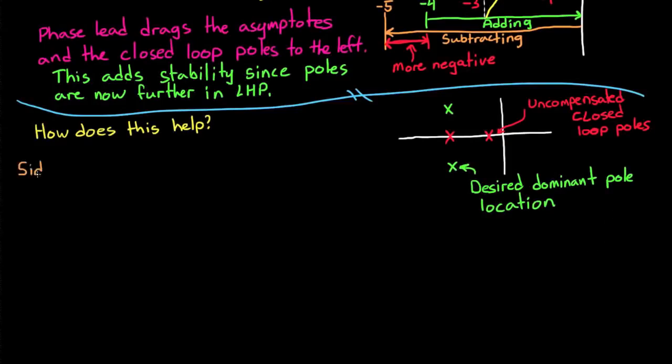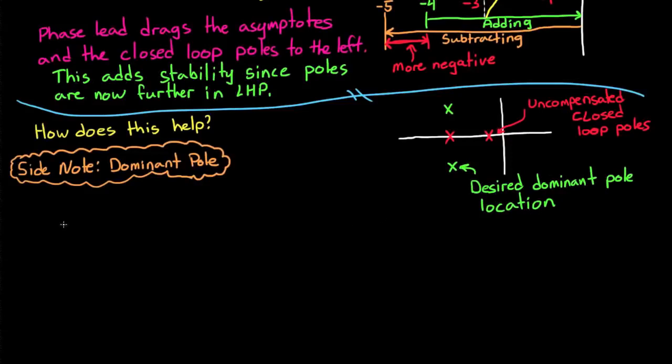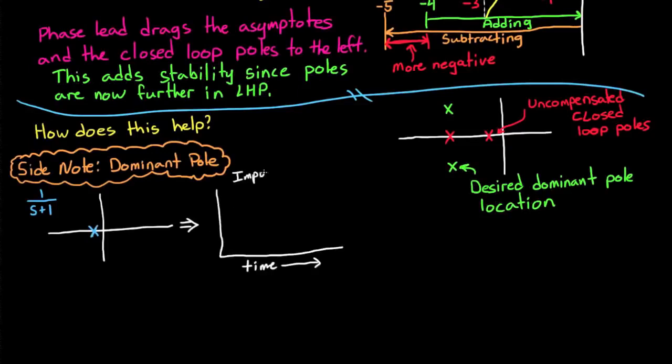Let me briefly go on a side note here and explain what a dominant pole is so that hopefully this will make a little bit more sense. If you have a system with a single pole, then the transient response to an impulse dies off based on the equation e to the minus st. And as you move that pole further into the left half plane, that impulse response is going to die off quicker since you are increasing the negative exponent in that equation, e to the minus st.